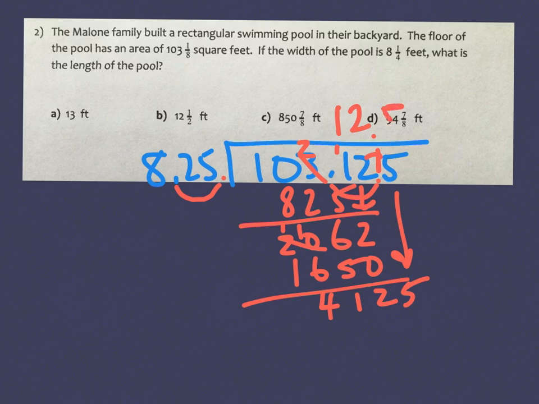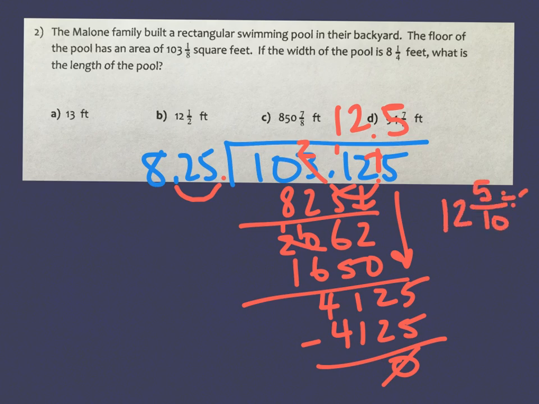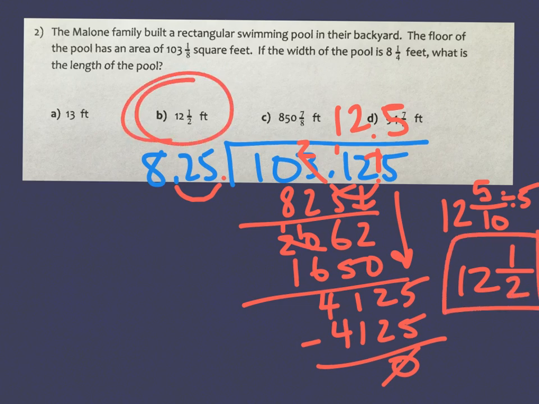825 into 4,125 goes exactly 5 times. And look, we get the same exact answer we got earlier, 12.5, or 12 and 5/10, which simplifies to 12 and 1/2. The same correct answer of B. Your choice, whether you prefer to rename mixed numbers into improper fractions and then multiply reciprocals and simplify, or if you can remember to convert fractions to decimals and then do the division using the decimals.